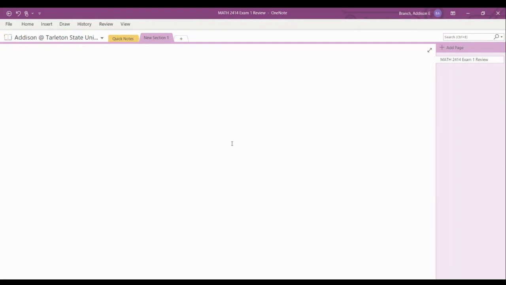All right, so partial fractions. Our first example we're going to do is we're going to go ahead and integrate 3x minus 2 over x plus 1 dx. So we can't really do much with this. We're going to have to do a partial fraction decomposition.